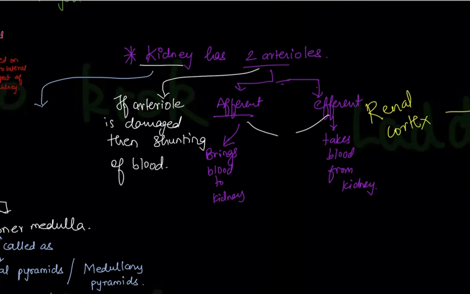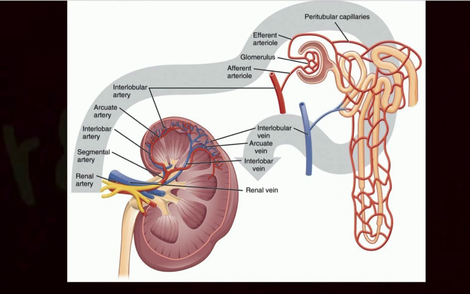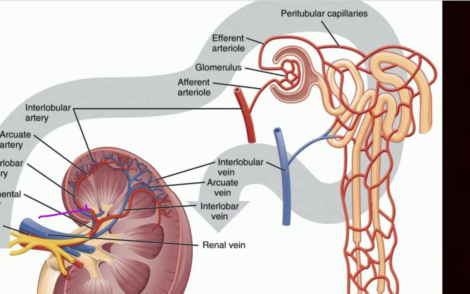And you should remember that the kidney has a dense network between the 2 arterioles. Now what does that mean? I'll explain it to you through the picture in the next slide. So you can see the red color renal artery and the blue color renal vein, right? So let's look at this. This renal artery and renal vein divide into interlobar arteries and interlobar veins.